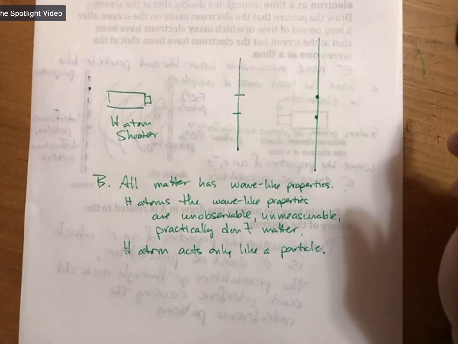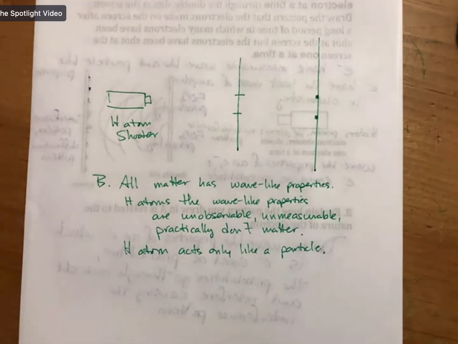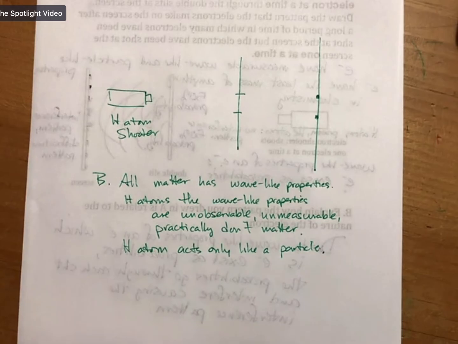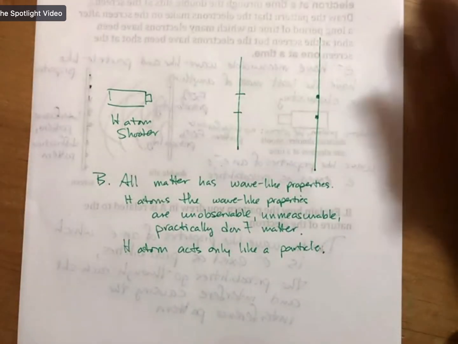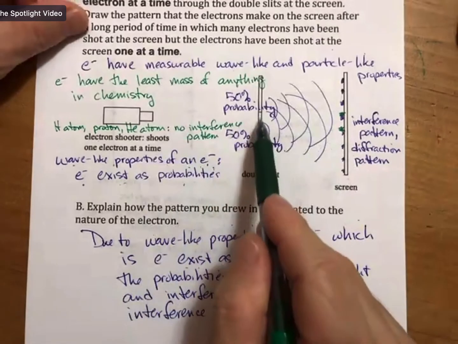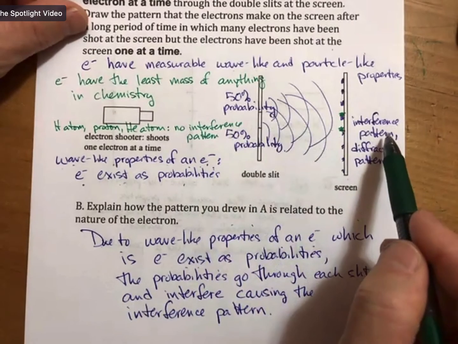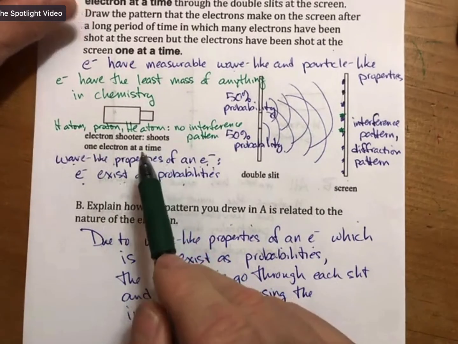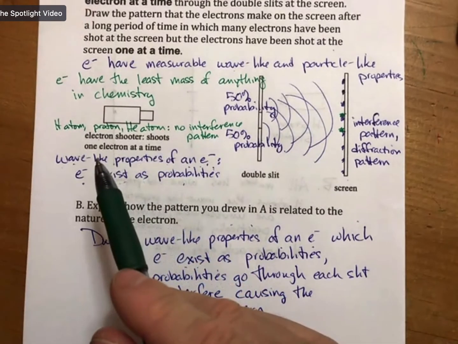No, because that's a whole other thing. No, it's fine. But no, thank you. Well, what you need to know is that electrons have wave-like properties, and that the wave-like probabilities are what's actually interfering to create the interference pattern. And that's why you can shoot one electron at a time and still have it interfere.